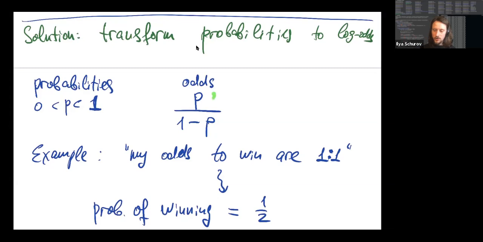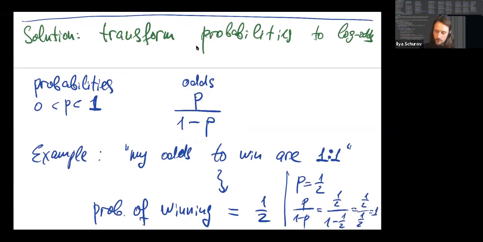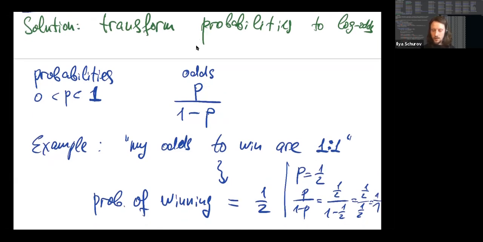And in fact, we see the same thing from this formula, because if probability is 1/2, then odds is 1/2 divided by 1 minus 1/2. So it is 1/2 over 1/2. It is 1 over 1, which is 1. Let me ask you, what is the range of odds? If probability changes from 0 to 1, what is the range of odds?